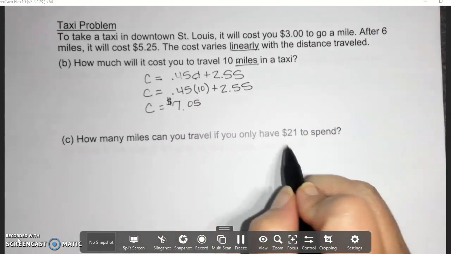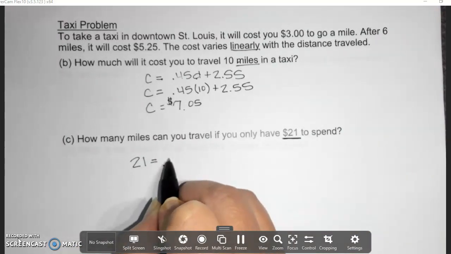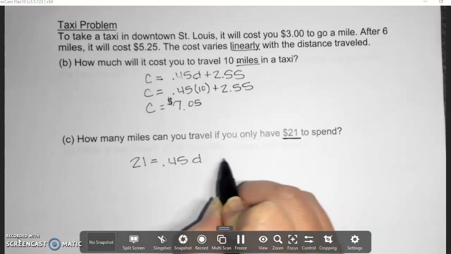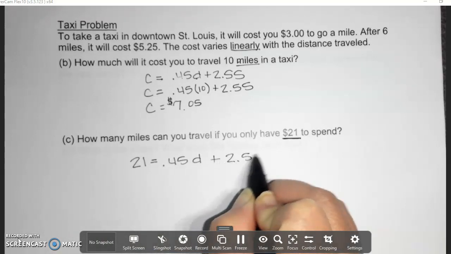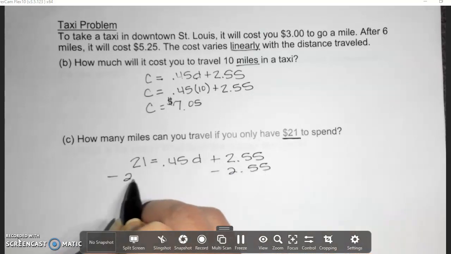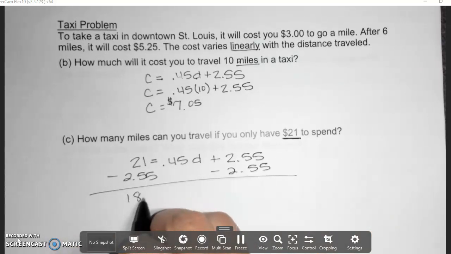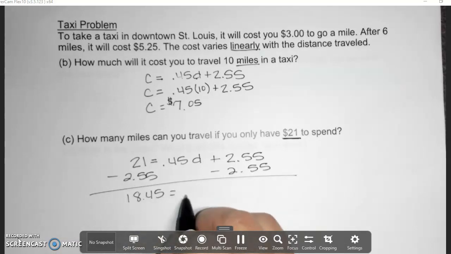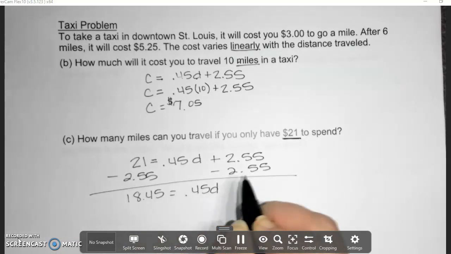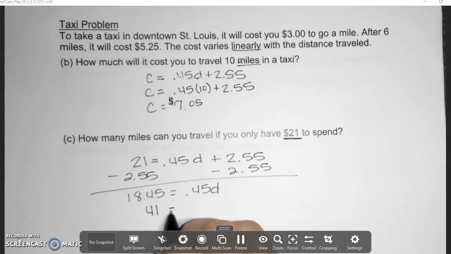How many miles can you travel if you only have $21? That means our total cost cannot exceed $21. So you're solving for D. You can go 41 miles.